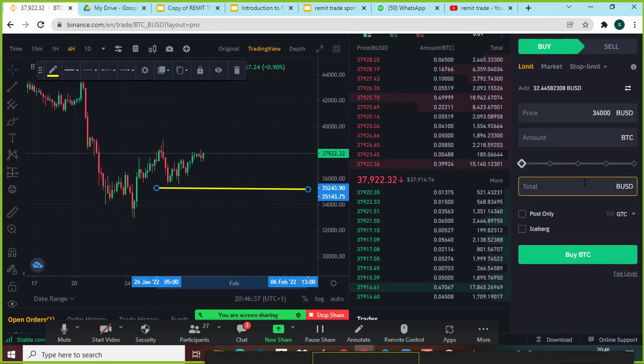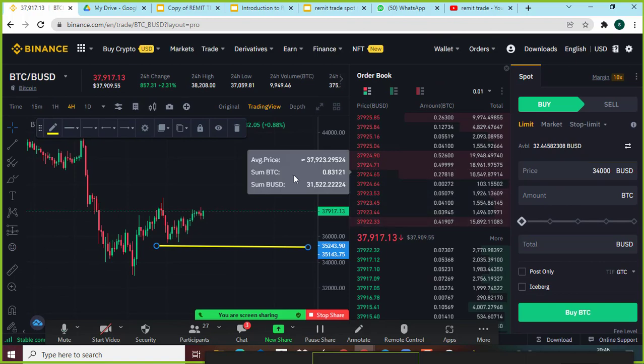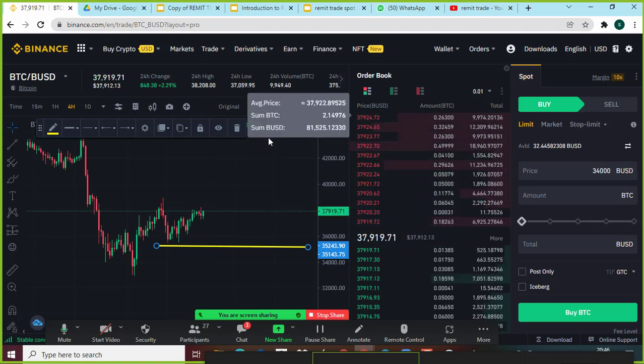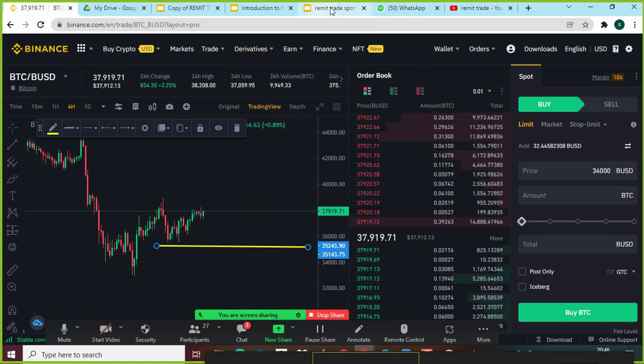One of the things we do in Remit Trade Academy is that we explain in detail, because we know what we are doing. We have the capacity to explain in detail for you to understand. So that is what order book and trade book mean.